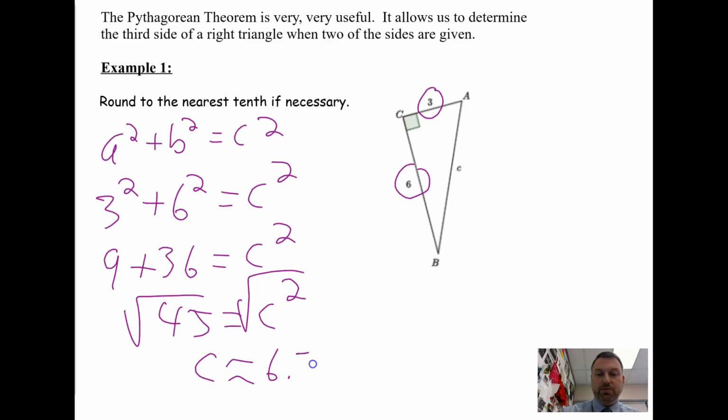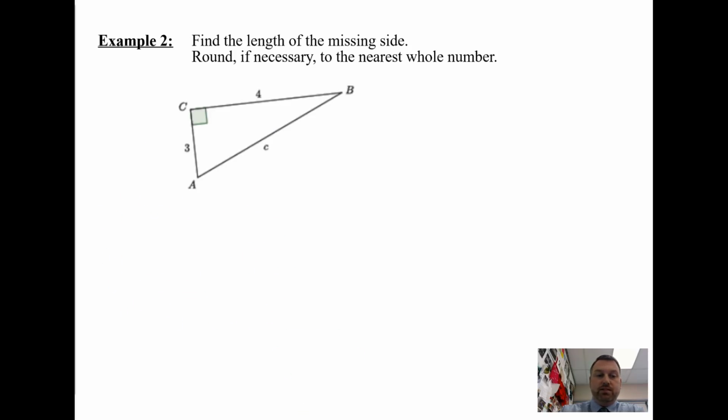Okay. So the Pythagorean theorem is really handy because if you have two sides of a right triangle, using the Pythagorean theorem, you can figure out the length of that third side, whether it's the hypotenuse or whether it's a leg. So there's an example of finding the hypotenuse, and let's find one where we're trying to figure out the leg.